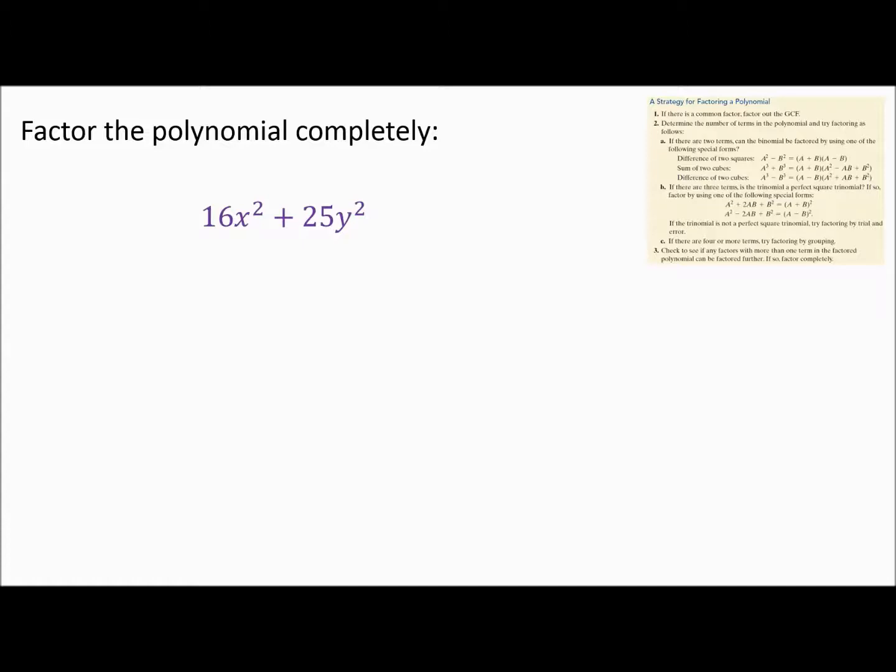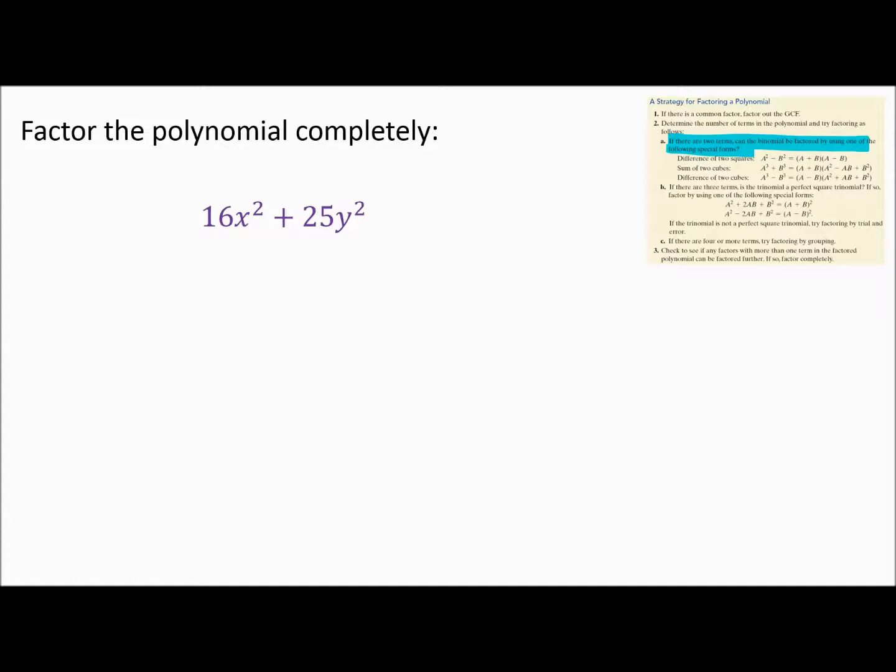I've got a 16x squared, that's a perfect square, right? I have a 25y squared, also a perfect square, and I have a plus in the middle. So if you go check your teeny tiny checklist over here to the right, I'm looking for A, if there are two terms, it might be a special form. So I look at my forms and I got a squared minus b squared, and a to the third plus b to the third, and a to the third minus b to the third. I don't see an a squared plus b squared.